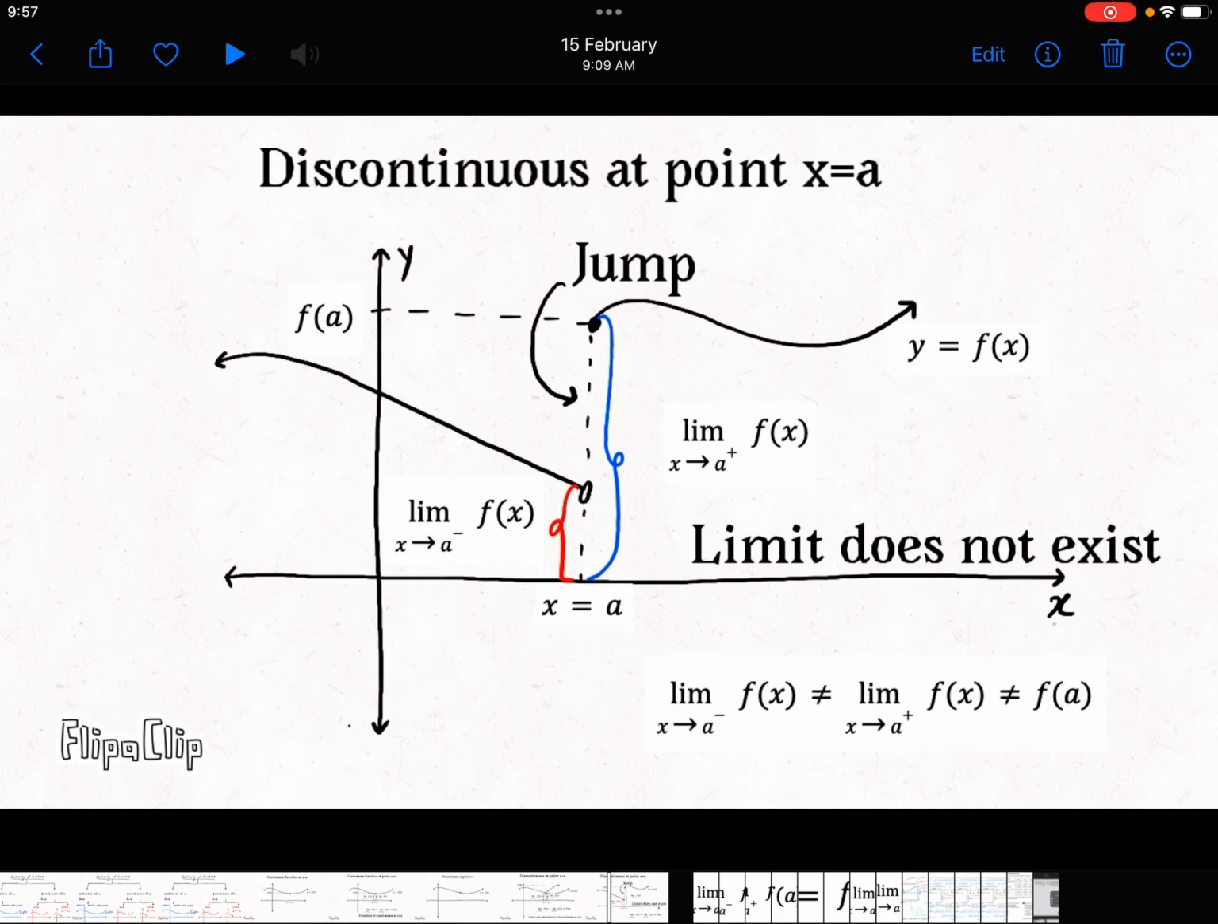So I hope you understood how we can check the discontinuity and continuity of a function at any point.